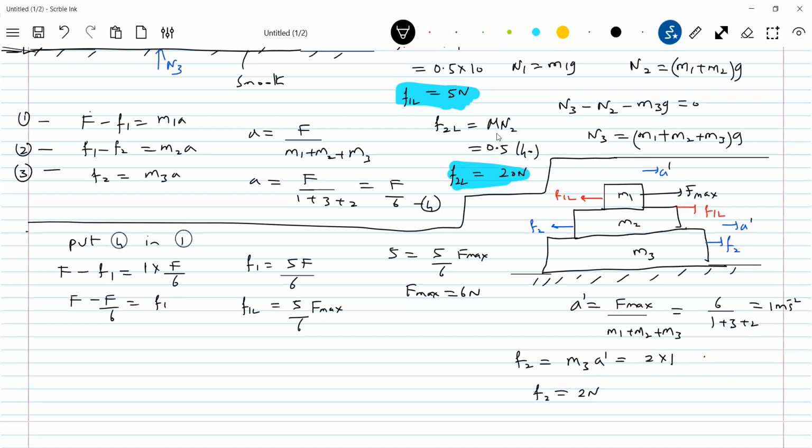Now what is F2L? 20 Newton. But how much is it acting? 2 Newton, which is less than F2L. So what I assumed is correct. Now, what is our maximum force for which no slipping occurs at any block? Sorry, if I apply 8 Newton, then slipping will occur at 1, but slipping will not occur at 2 and 3. So therefore, what is our answer now? Our answer should be 6 Newton.